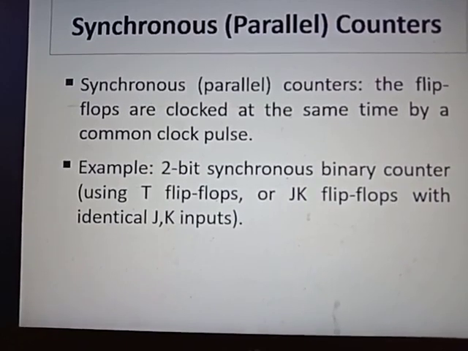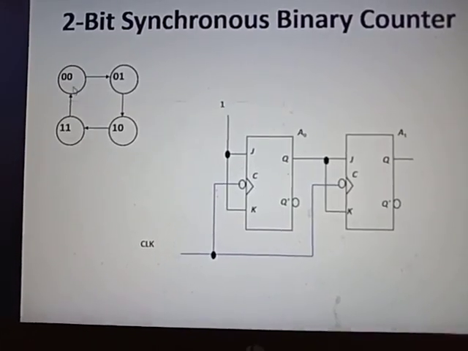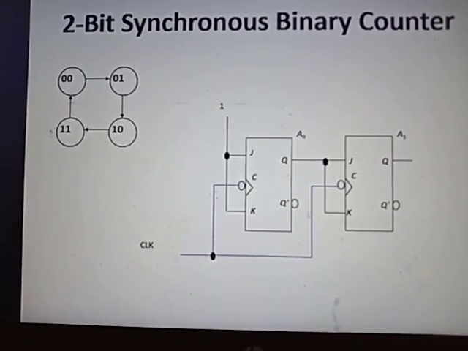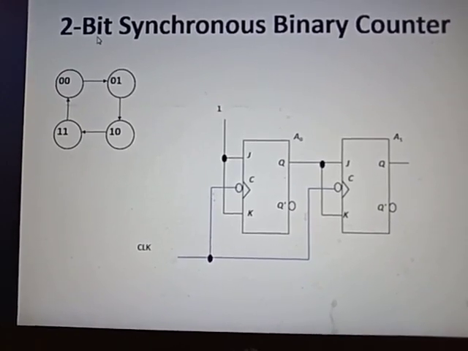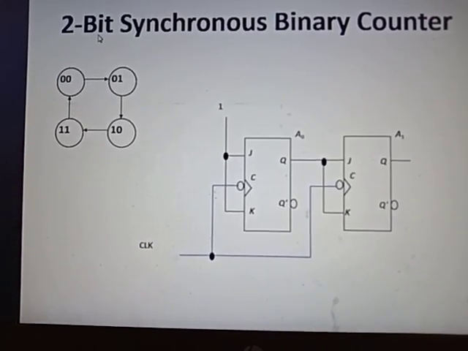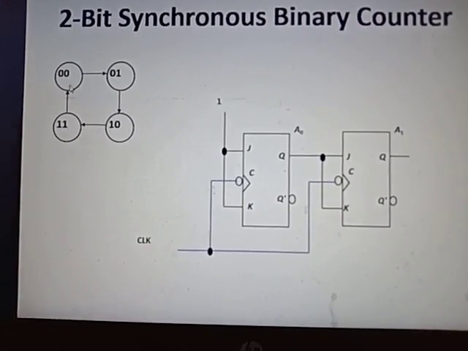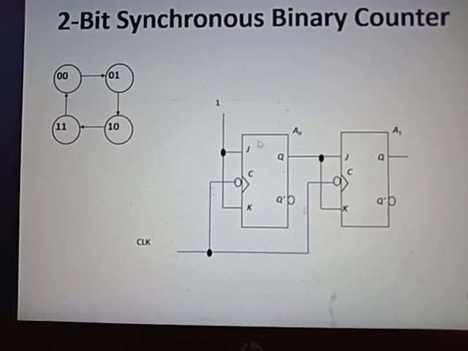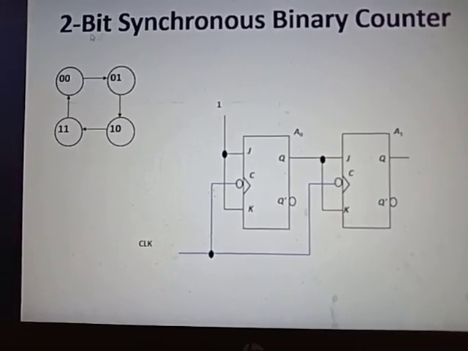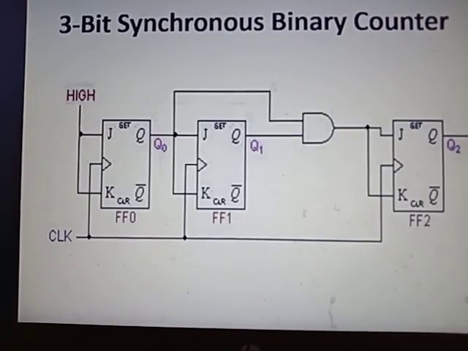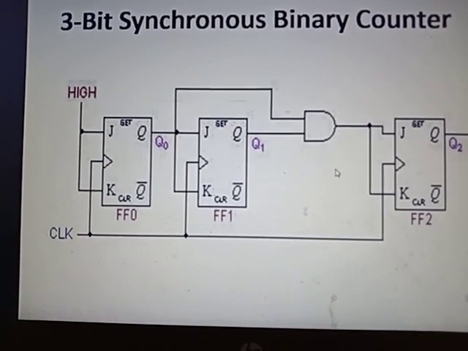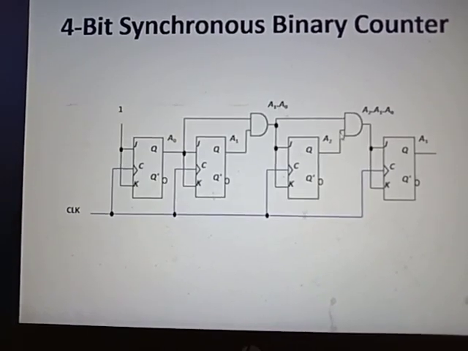Next is synchronous counters. This is the state diagram. This is a 2-bit counter, which means it is going to count 4 states, 00, 01, 10, 11, in this order. This is the circuit diagram for your synchronous binary counter. For 2-bit the circuit diagram is like this. For 3-bit the circuit diagram will be like this, and for 4-bit it will be like this.